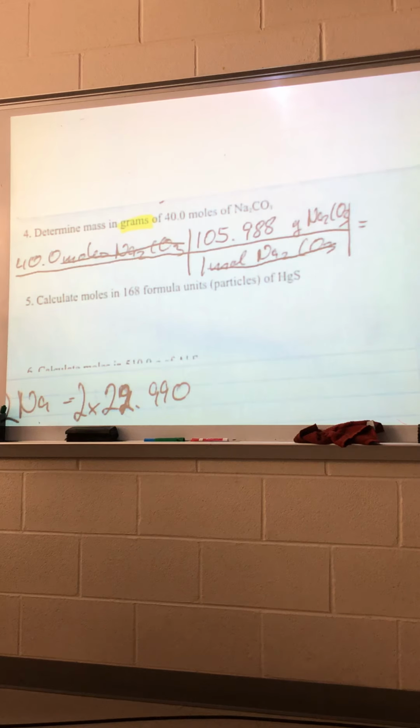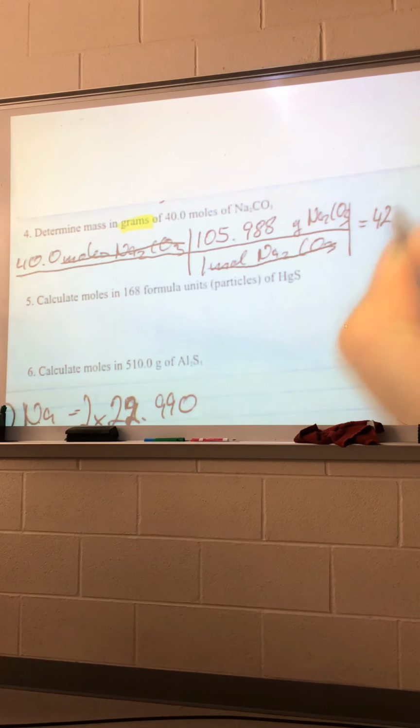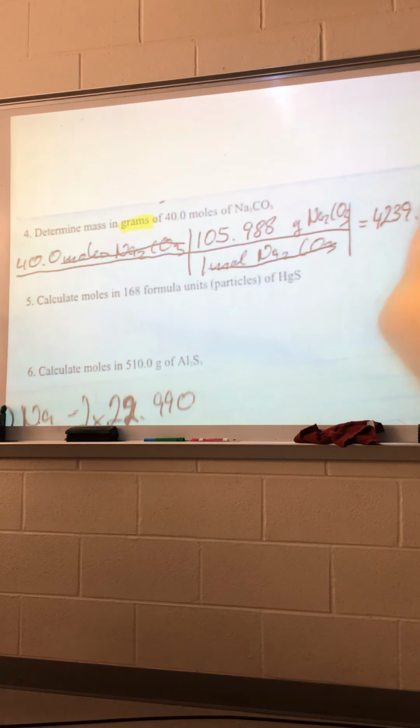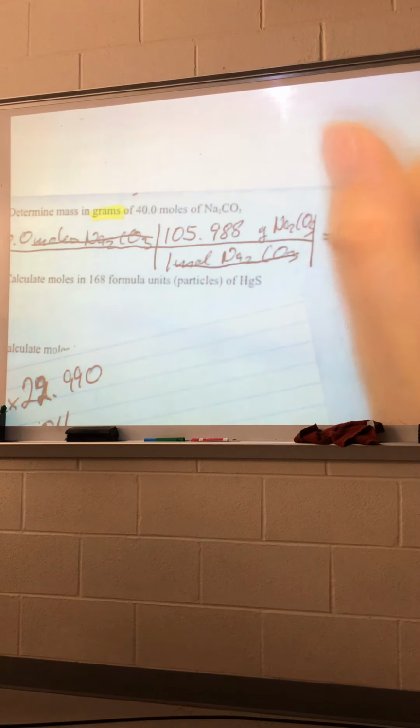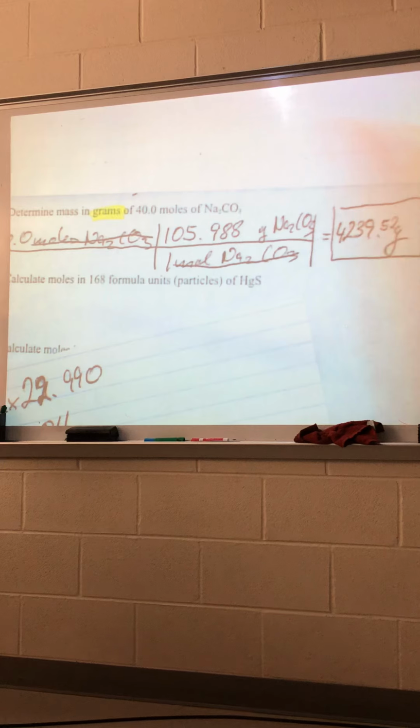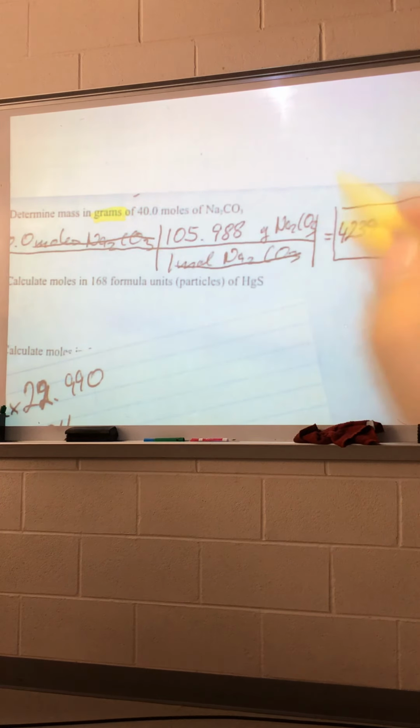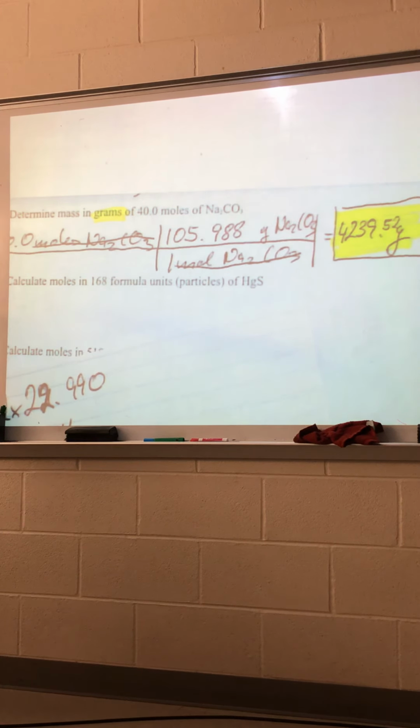4,239 point, what is it, 52? Yeah. 52 grams. All right, that is your answer. 4,000 grams is a lot of grams. That's 4 kilos. Over 4 kilos. That's the weight of a newborn baby. So 40 moles is very heavy of this specific substance.